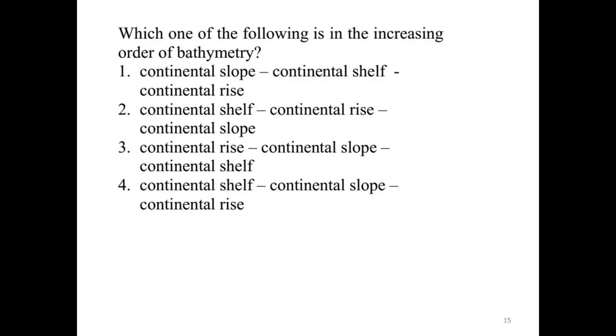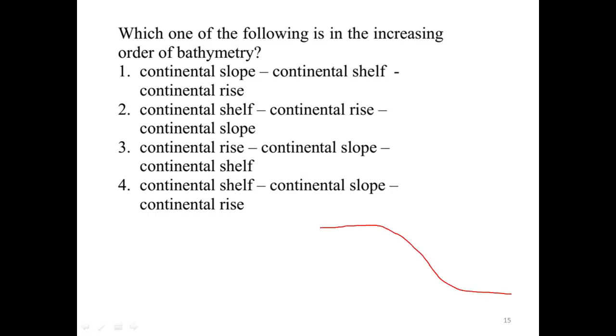Which one of the following is in the increasing order of bathymetry? Very easy question. We are being given three options: continental slope, continental shelf, continental rise; continental shelf, continental rise, continental slope; and so on. To answer this question, you should always remember this diagram.